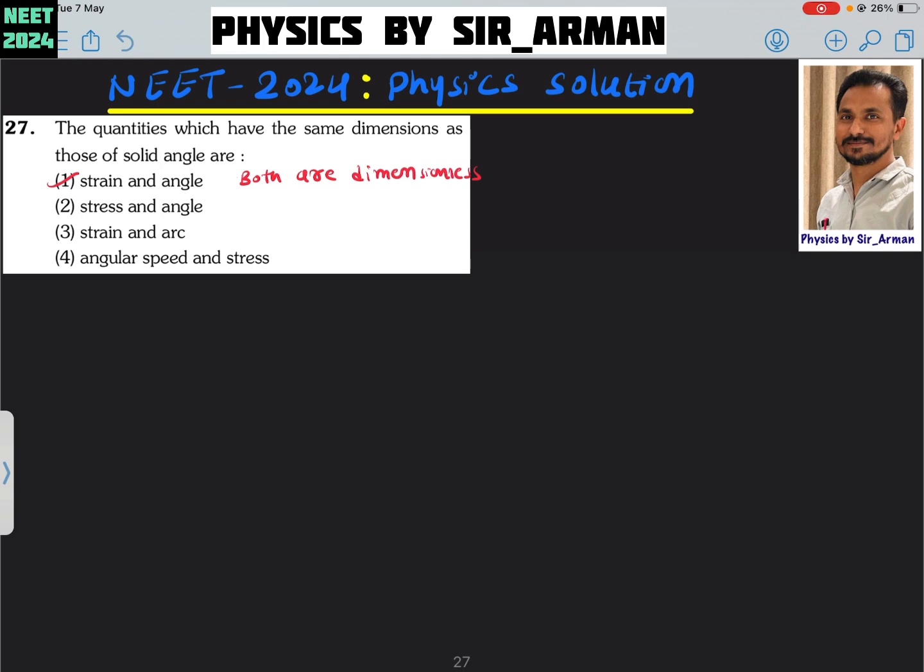Okay. Similarly strain and arc. Strain doesn't have dimension, but arc has, because arc has length. Again angular speed and stress have dimension. So here the option number 1, strain and angle, are the quantities which are dimensionless, same as the solid angle, because solid angle also doesn't have any dimension.